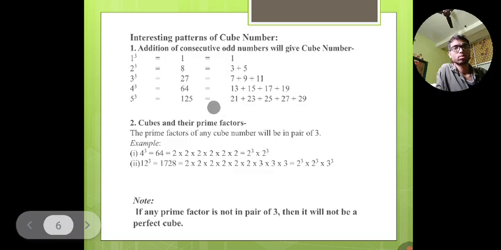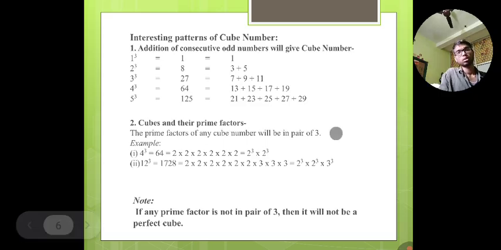Interesting patterns of a cube. Here we have this 1. Then 8 would be 5 plus 3, otherwise 2 plus 6, like that. 27, like that. If you have this one, it would be 1 term. If 8, then of course 1 plus 2 plus 3, like that. Then this is 2 terms. It can be represented as 3 terms, in the form of a sum. This is 64, 4 terms. This is 125, 5 terms.